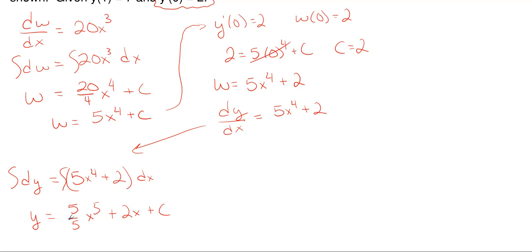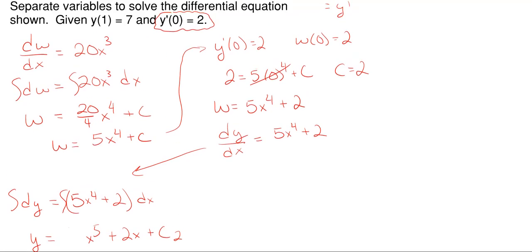Let's simplify this down. And it basically just turns into this. y is equal to x to the 5th plus 2x plus c. And technically this would be c2 because it is my second constant. So that is not the complete answer because we have to determine what our constant is using this first boundary condition that we were given, for the y equation, y of 1 is equal to 7.